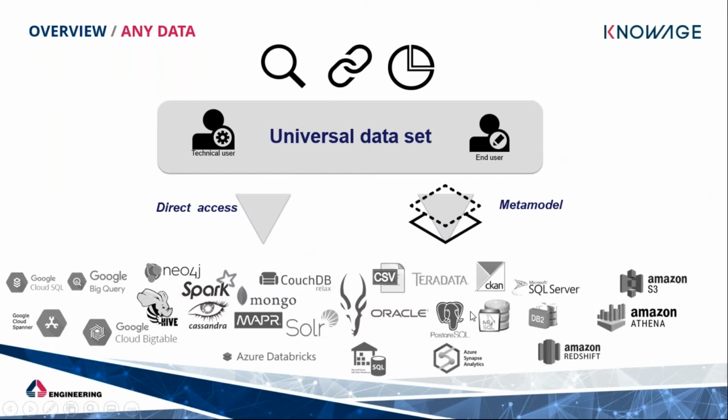One more slide, just to stress what any data means for Knowage. You can get data from many sources thanks to what we call the universal dataset that can be directly built by a technical user using different technologies and many languages: SQL, JavaScript, web services, REST APIs, code, files, and so on, or can be built by the end user thanks to a meta model, a metadata layer that hides the complexity.